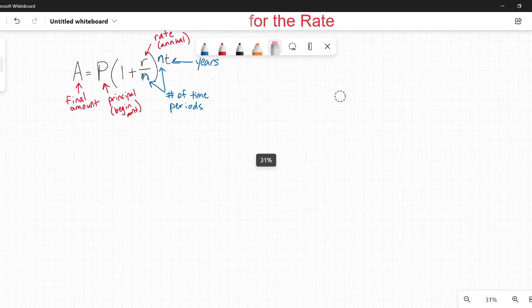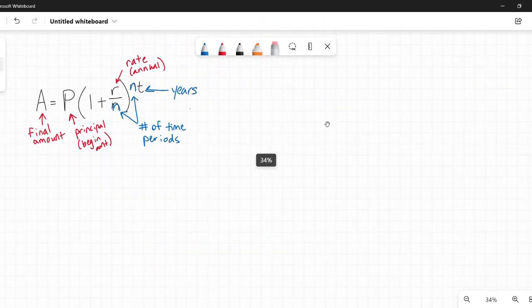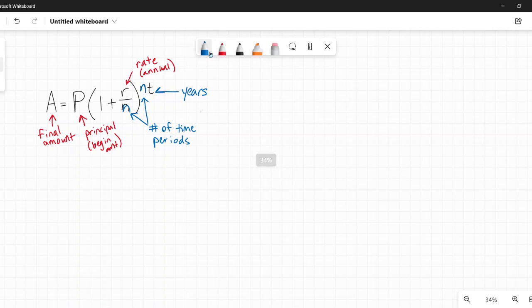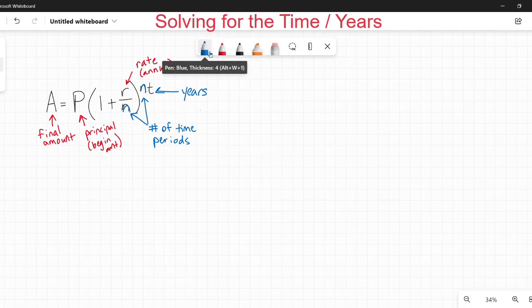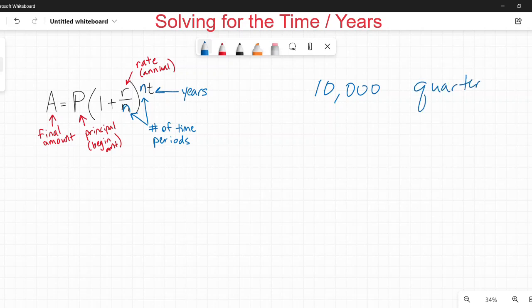The last one on the list is arguably the most confusing to a lot of students, and that's when we solve for the number of years. So here is the final problem. Someone starts with $10,000. It is compounded quarterly. The rate is 3.8%. The final amount is $13,533.26. How many years was this in the account?